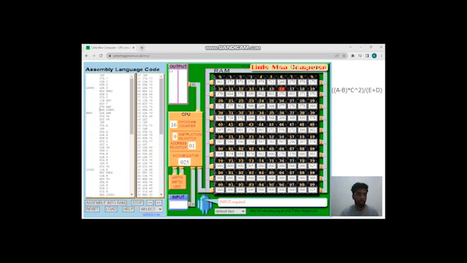And now I am using branch, which will branch here to loop 1, and it will load back. I load back ANS, and I store at 99, and OUT 99 means it will give the output of the box 99 right here.